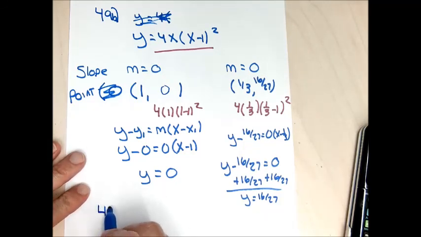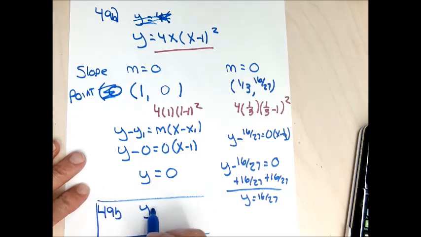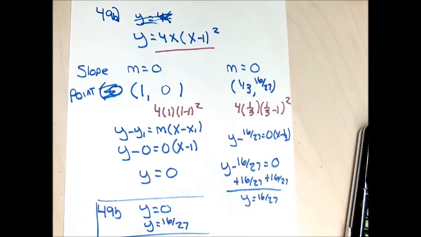So for 49b, the answer I'm going to write down is y equal to 0 and y equal to 16 over 27. I could probably show you something slick on the calculator that kind of explains what this means, but we're so deep into this video, I don't think I want to go further.